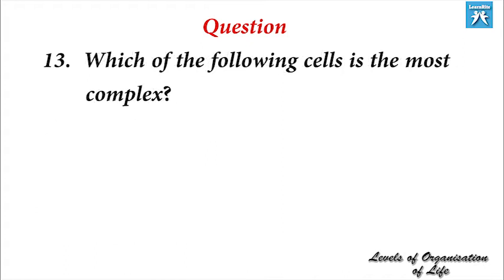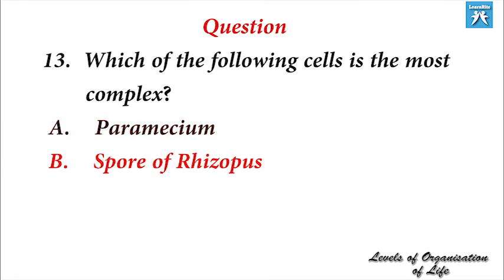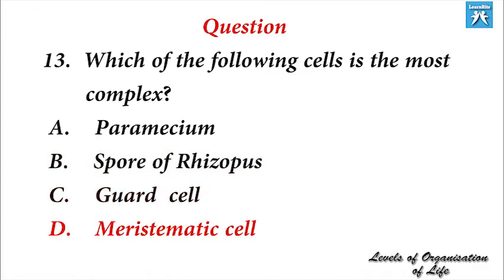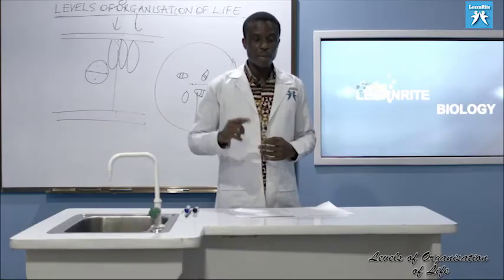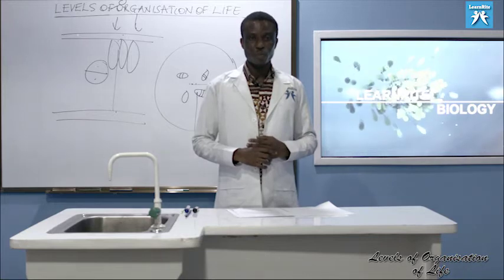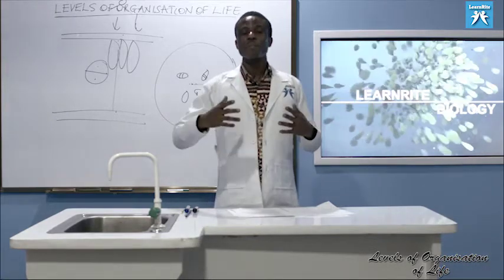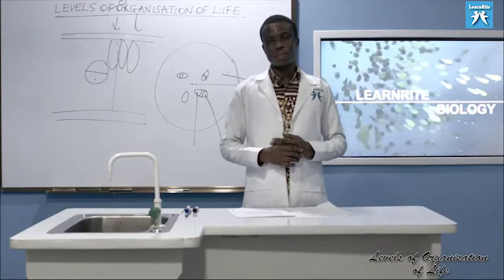Which of the following cells is the most complex? A. Paramecium. B. Spore of Rhizopus, that's one cell. C. Guard cell. D. Meristematic cell. Paramecium is the most complex. Why? Because it is equipped to perform all life activities.